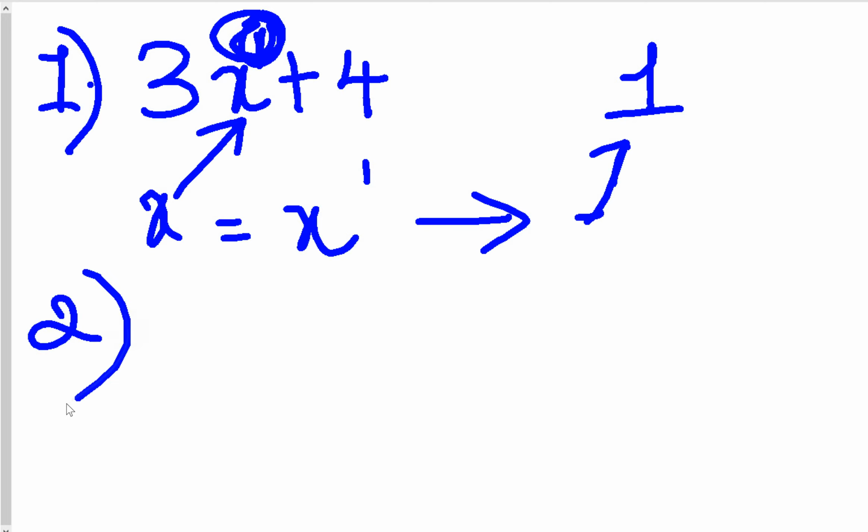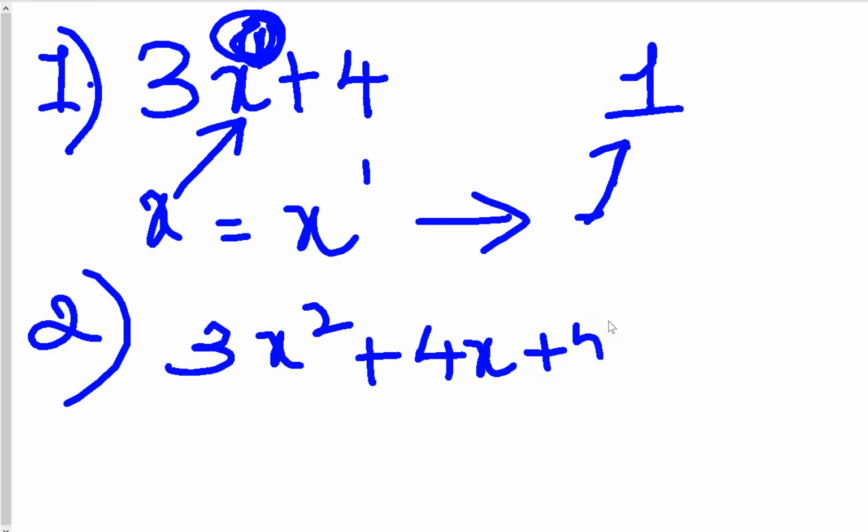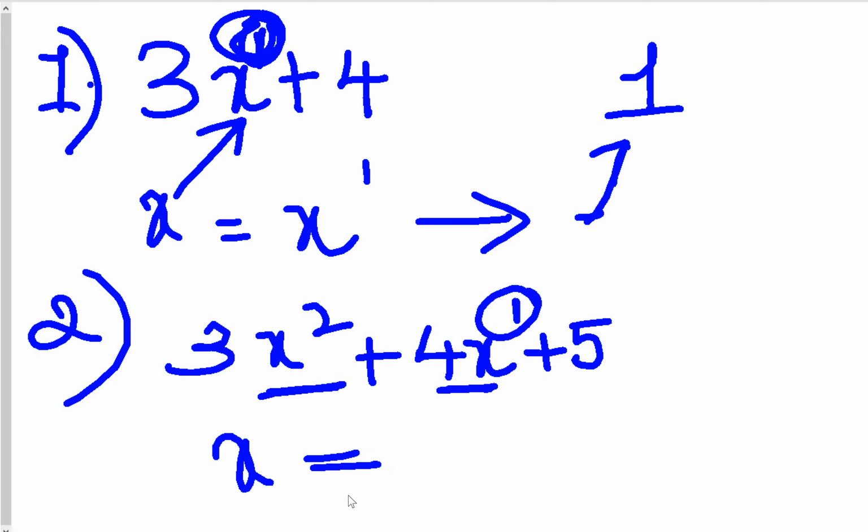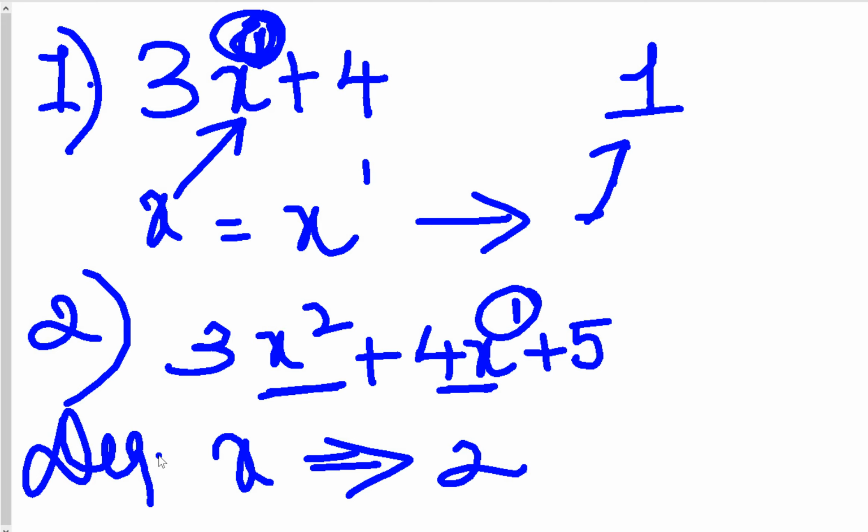Similarly, the second example is 3x squared plus 4x plus 5. This is again a polynomial. Here the degree is going to be 2. Although x is present 2 times, one with degree 1 and one with degree 2, the degree of x will be 2.